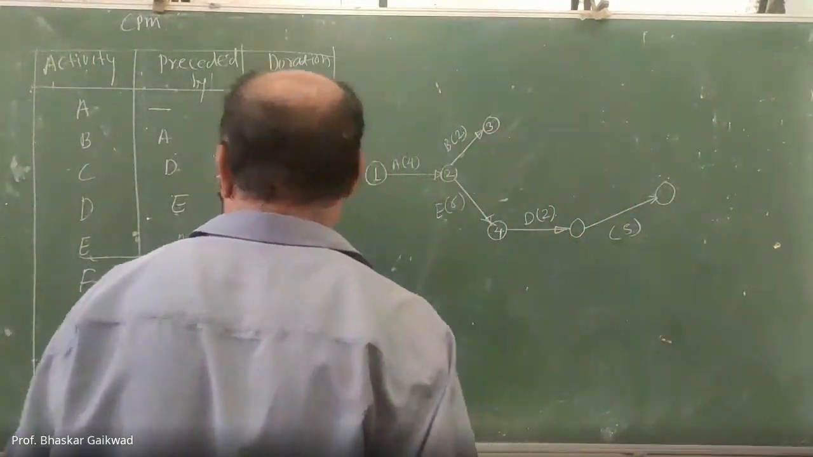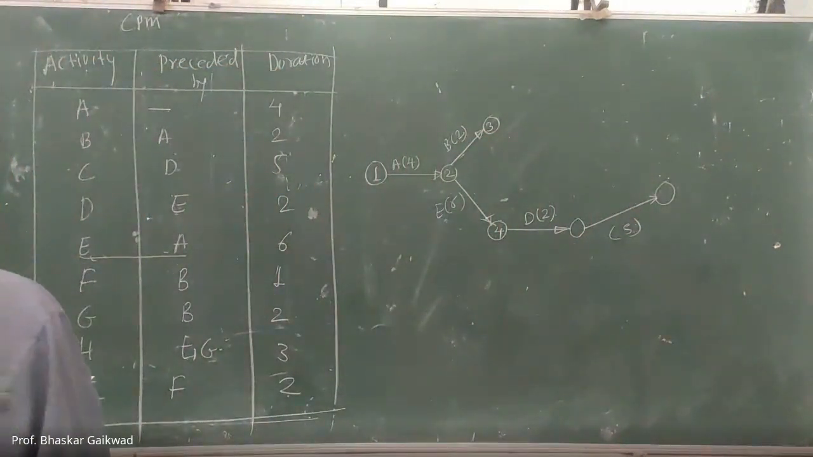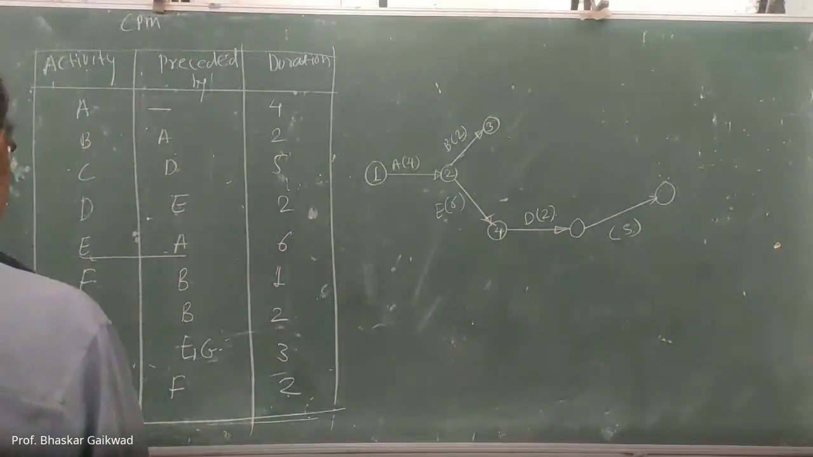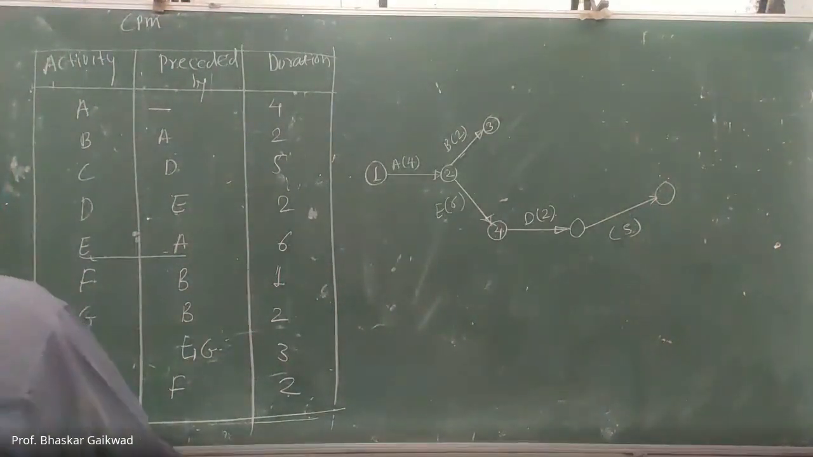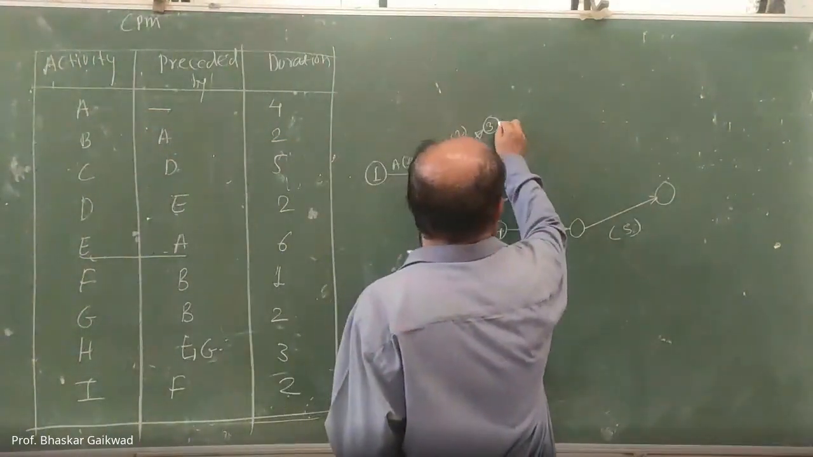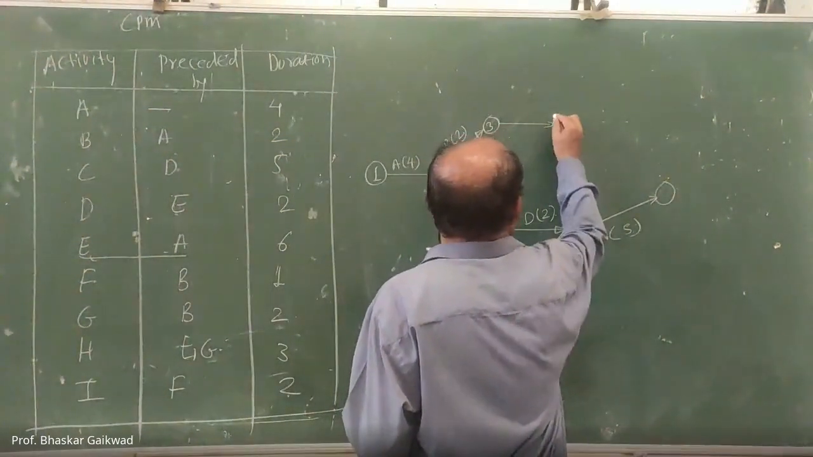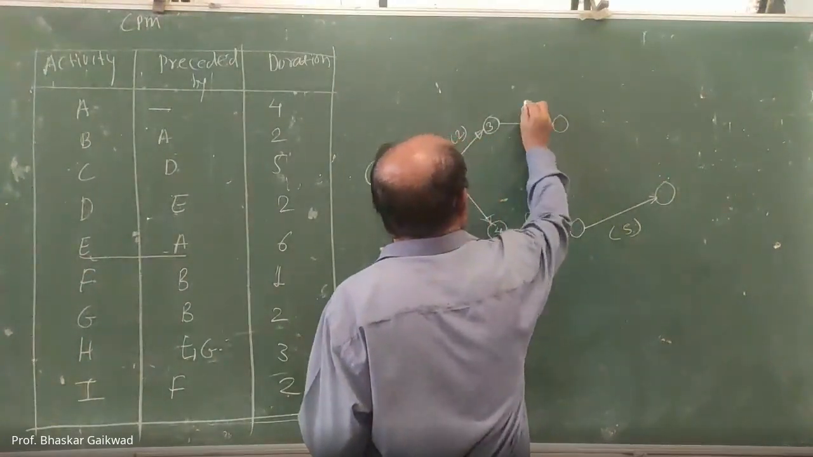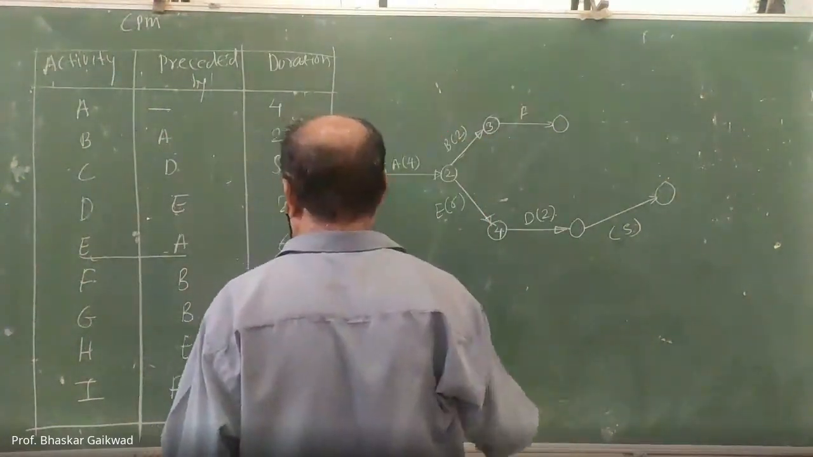Okay. Now next, F will start from B. So here is the F, and the duration of F is 1.